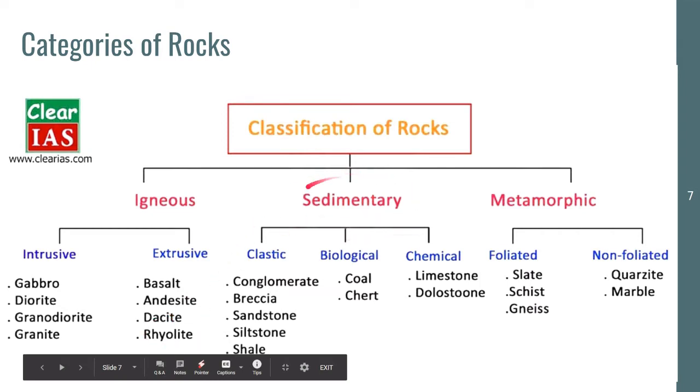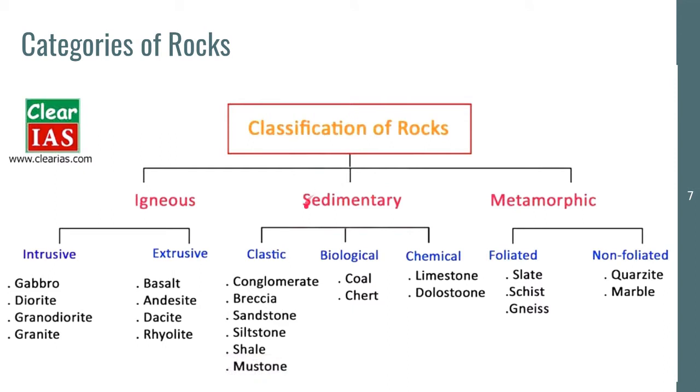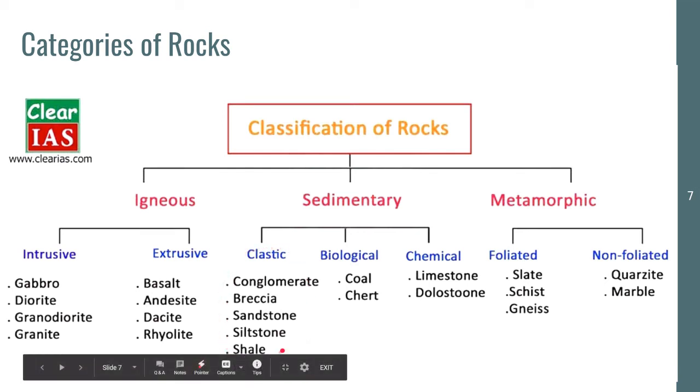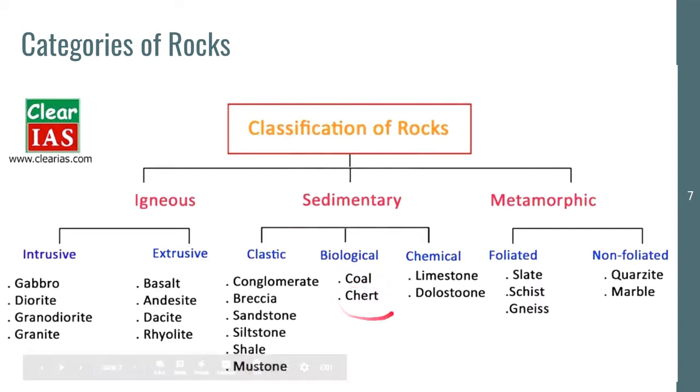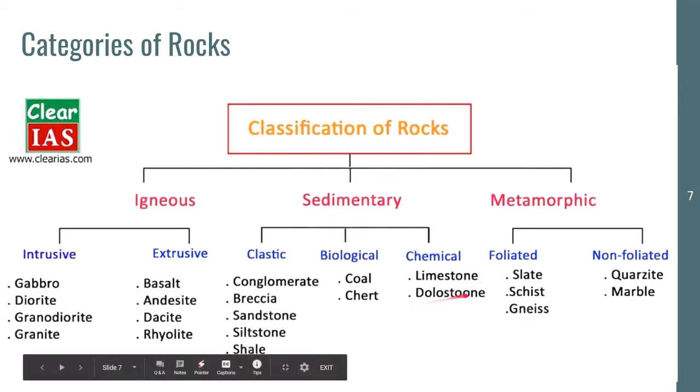Sedimentary rocks are created by the compaction of sediments or eroded rock particles. If the formation happens because of mechanical weathering, we call them clastic sedimentary rocks, such as conglomerate, breccia, and sandstone. If the compaction is a result of biological processes or biological events, we call them biological sedimentary rocks, such as coal and chert. If the formation of the rocks happened because of chemical weathering and chemical processes, we call them chemical sedimentary rocks, such as limestone and dolostone.